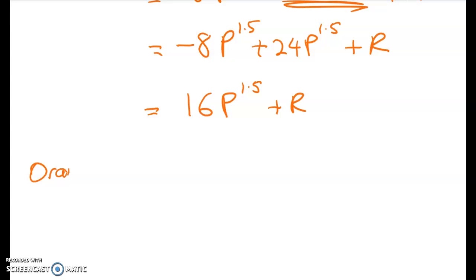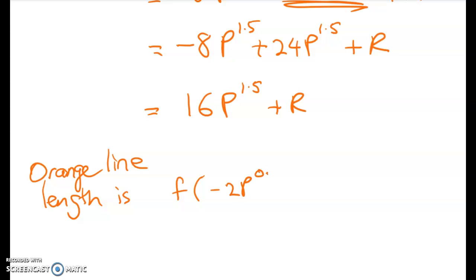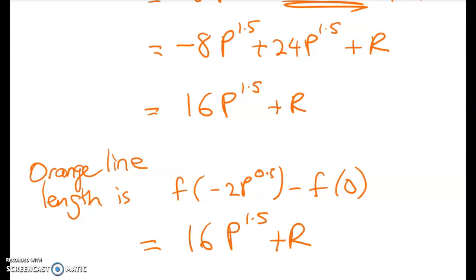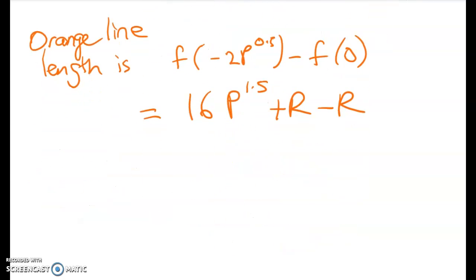So the orange line length is f of negative 2p to the 0.5 minus f of 0, which is 16p to the 1.5 plus r, take away r, which is 16. Now I'm going to write that as p to the power of 3 over 2.